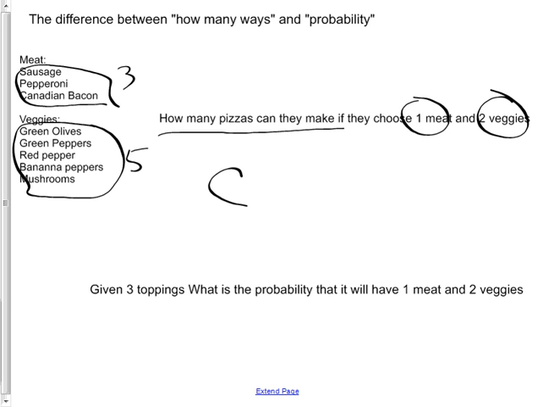See if you can do that one. Give it a shot. How many pizzas can they make if they choose 1 meat and 2 veggies? I'll give you a hint. It's not just 1 C. It's multiple C's. I'll let you figure out how many C's you got to make.